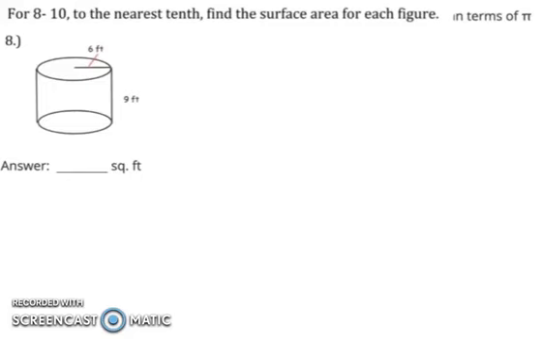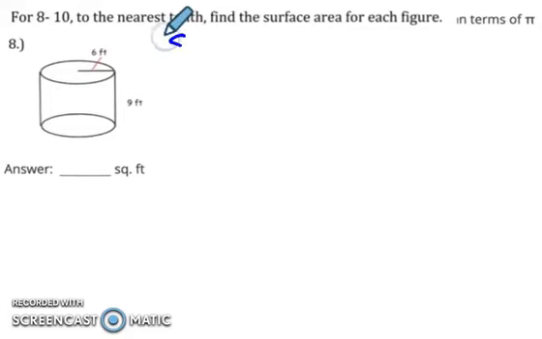Okay, now we're doing surface area. Look at what shape we have, and we have a cylinder. We write down what that formula is. 2 times pi times r times h. That's the lateral area, plus 2 times pi times r squared. So do we have everything we need? Looks like the radius is 6.